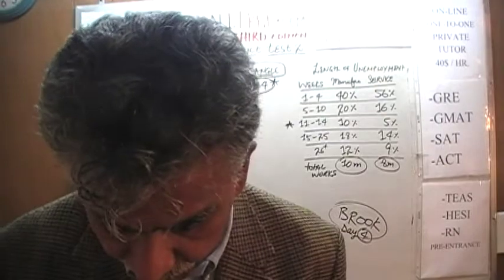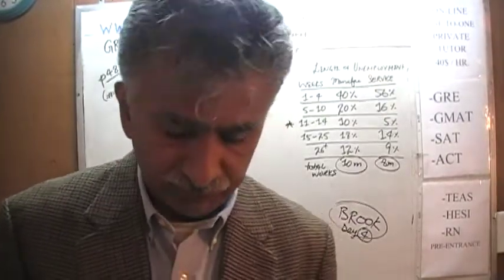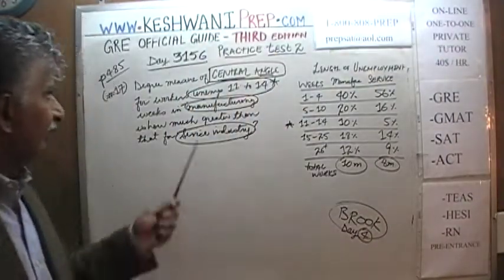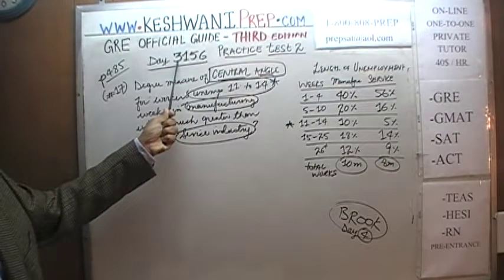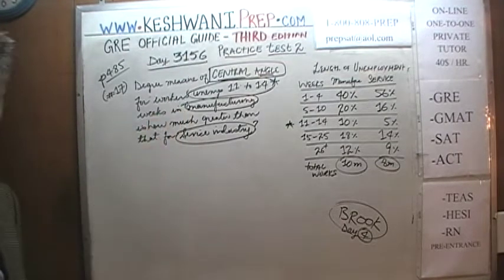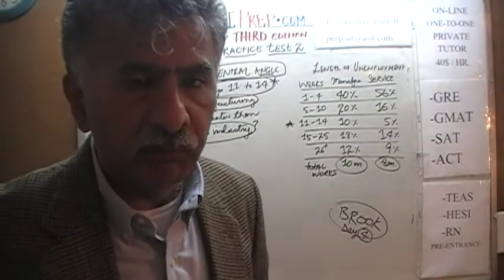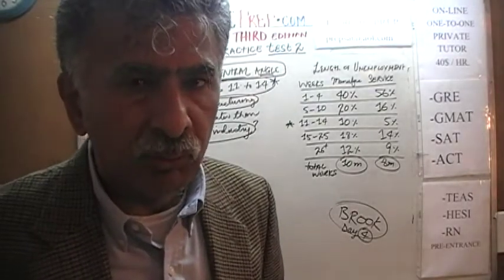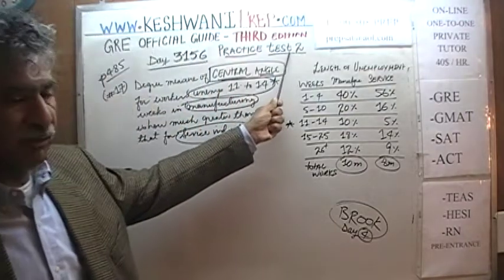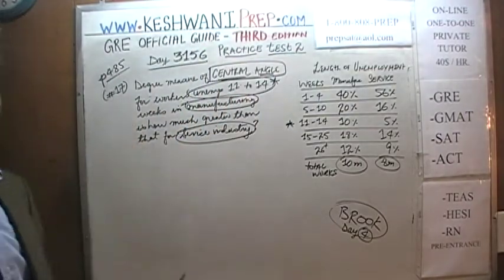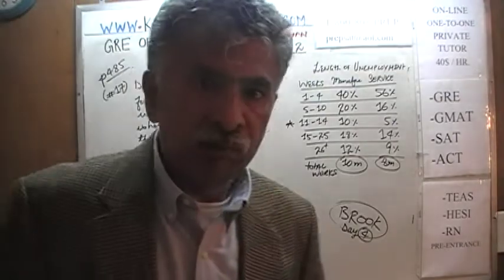Today is our lesson number 156, day 3156. The 3 signifies the fact that we are in the third edition, day 156. We are in the process of solving the math problems from the two practice tests that you will find at the end of the book. We are in the second test, practice test number 2, on page number 485. Make sure the book is in front of you.